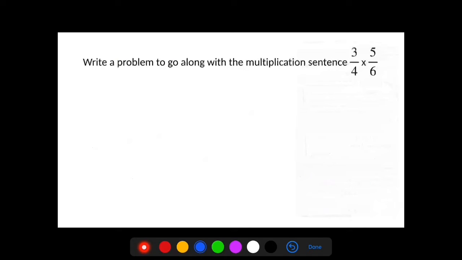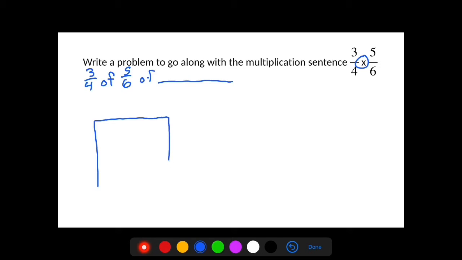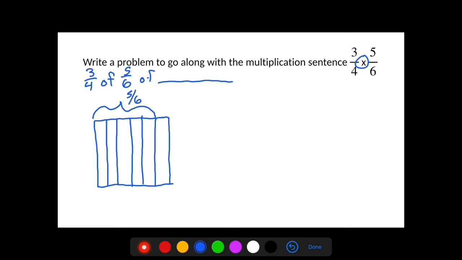So here's another one. Well, again, I can think about this as 3/4 of, that's my times, 5/6 of some whole unit. So let's switch up our model this time. Let's draw a rectangle. That'll be my unit. And then I will take 5/6 of the unit. Let's break it into 6. And then I'm going to take 3/4 of the 5/6.